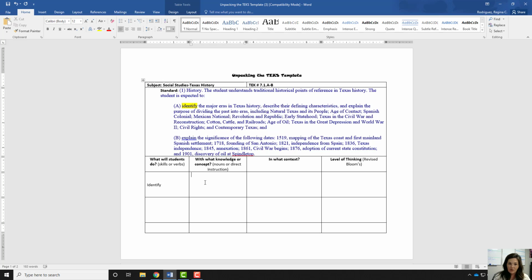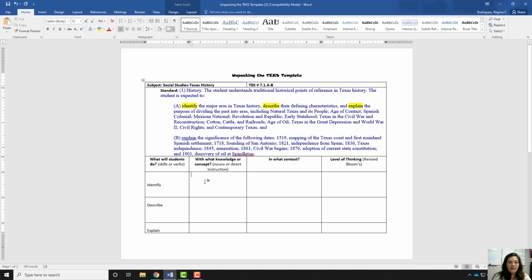So we're going to stop. We're going to slow down. We're going to go back, and we're going to continue to pick out the verbs. So I've got identify. I also noticed that I read describe, and I also have explain. So instead of jumping to the second knowledge and skill statement, I'm sticking with A. Okay, so it says identify, describe, and explain. Okay, those are my 3 verbs that I see in 7.1A.